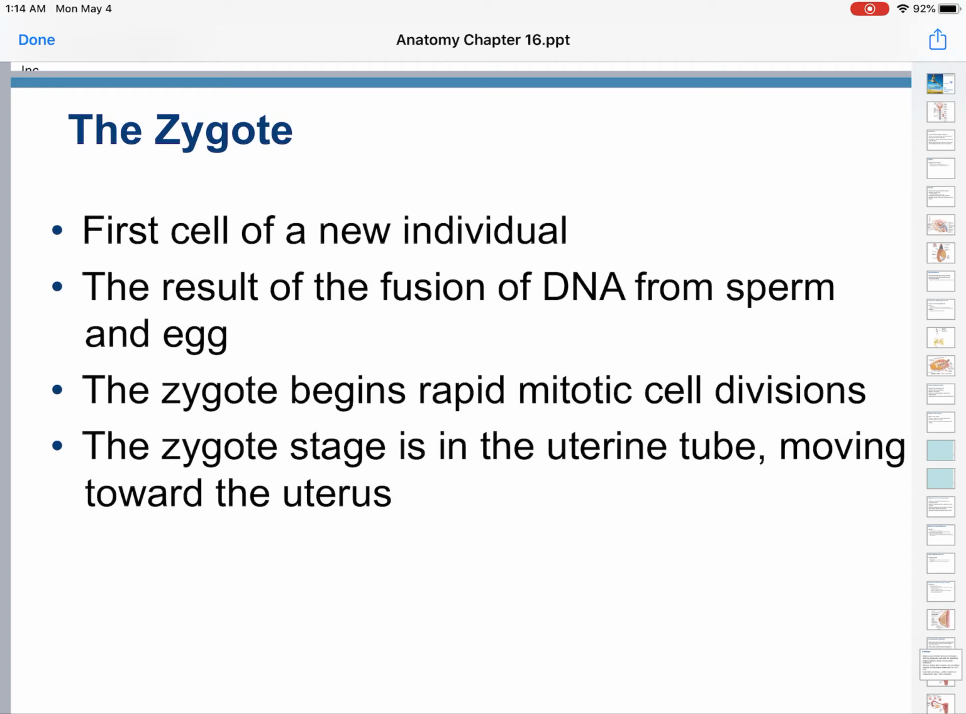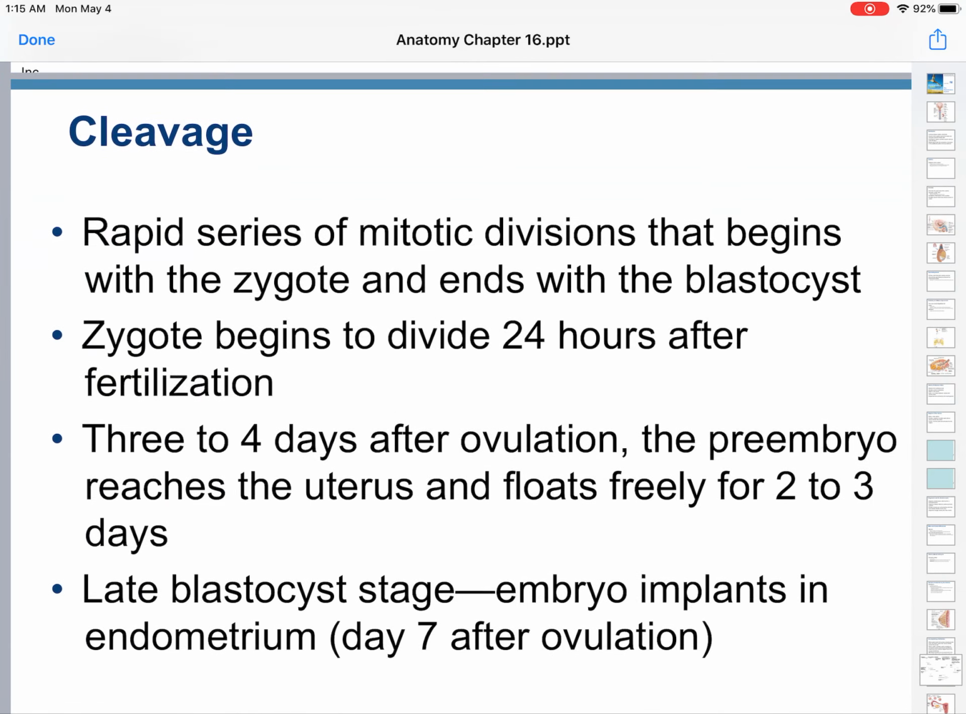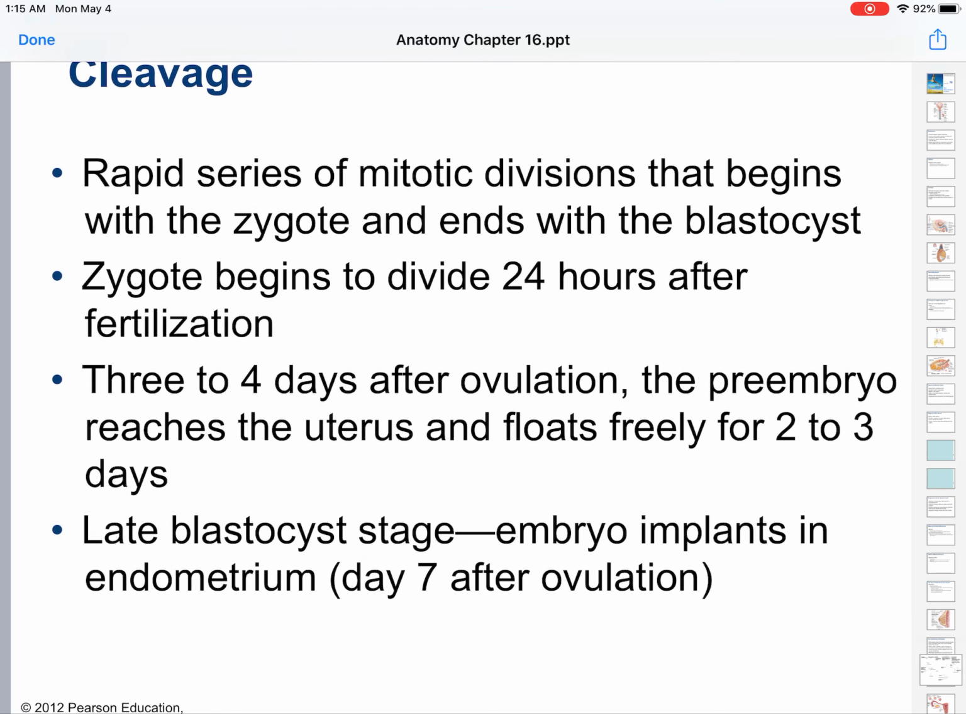Zygote is the first cell of the new individual, the result of sperm and egg fusing. The zygote begins rapid mitotic cell divisions. These divisions can occur in as fast as about 20 minutes or less. Very, very, very quick divisions. In fact, I think after 48 hours, the zygote is 48 cells, if I remember correctly. The zygote stage is in the uterine tube, moving towards the uterus.